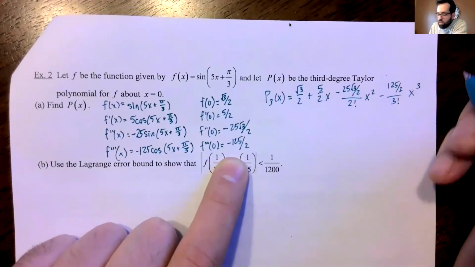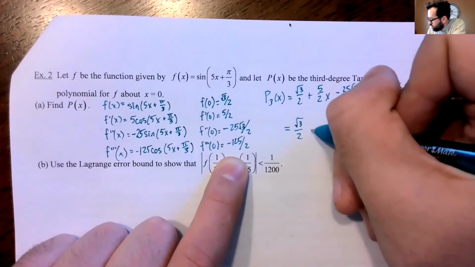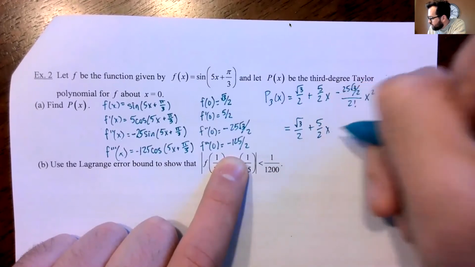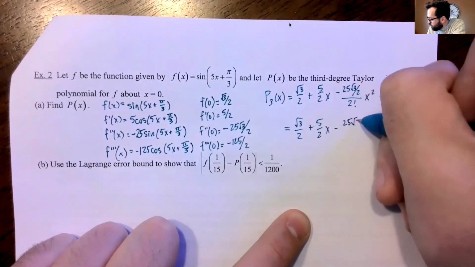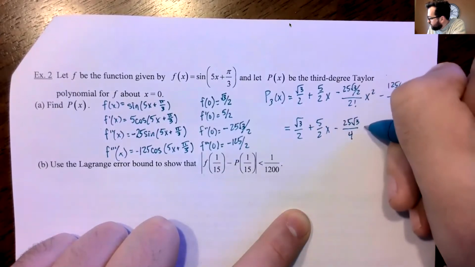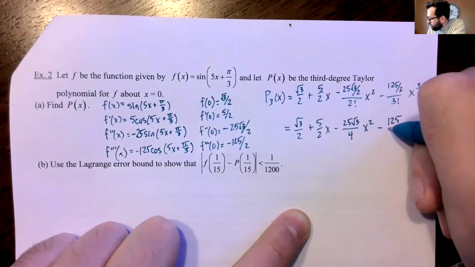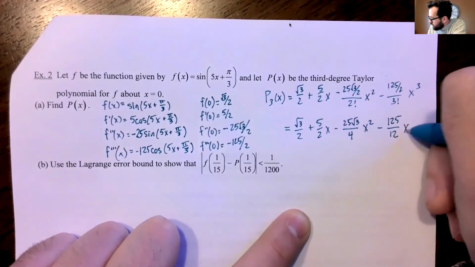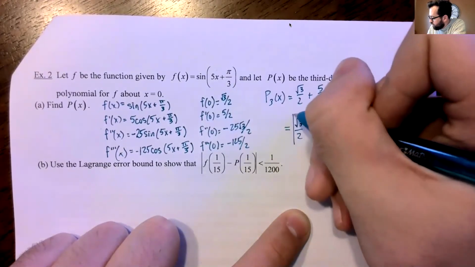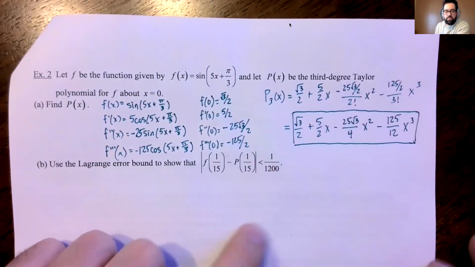And if we want to make that look a little bit nicer, we can say it's root 3 over 2 plus 5 halves x. This ends up being minus 25 root 3 over 4 x squared minus 125 over 12, because 2 times 3 times 2, x cubed. Okay, so there we go.